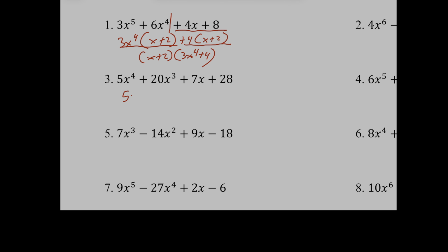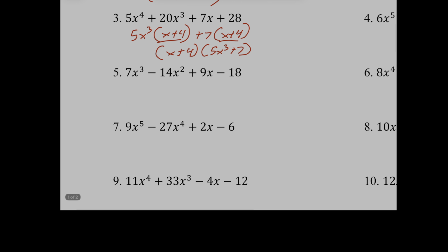All right, let's go on to number 3. I can pull out a 5x to the 3rd, and I'll be left with an x plus 4. Here I can pull out a positive 7. What am I left with? An x plus 4. Do you see anything the same? So do I. X plus 4, and what's left over? A 5x cubed plus 7.